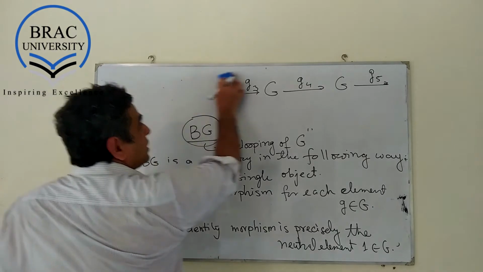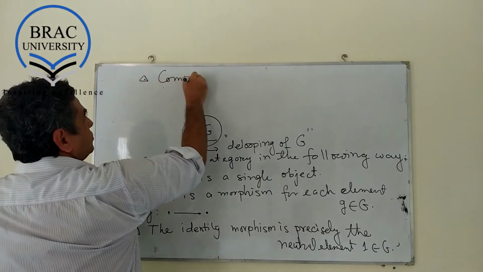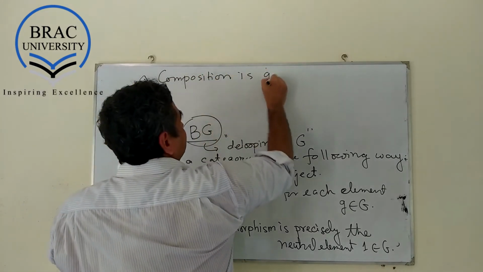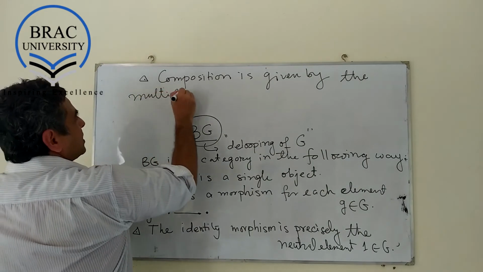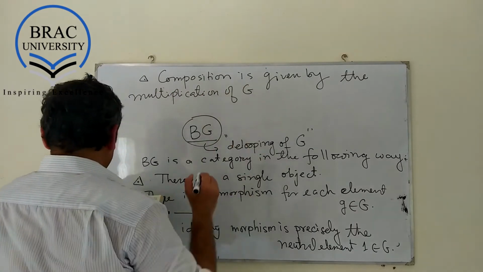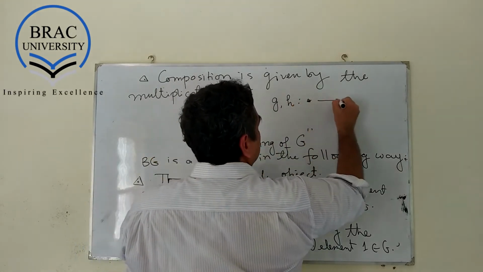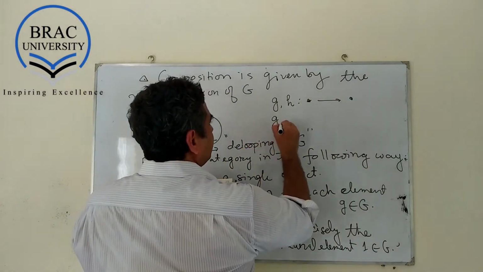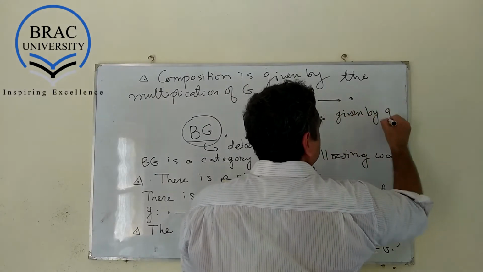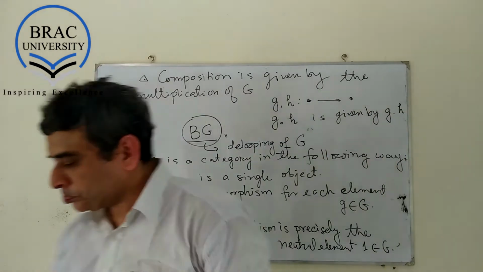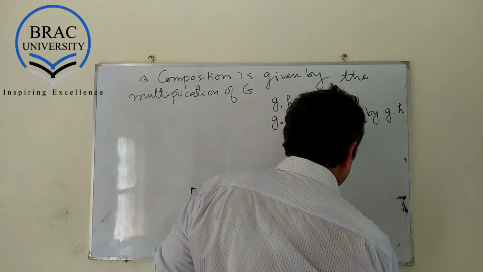Also, I forgot to mention another point about the composition of morphisms. Composition is given by the multiplication of G. That is, given the morphisms g and h from the single object to itself, the composition of g with h is given by g dot h. This is the group multiplication of g and h. Okay? So far so good.